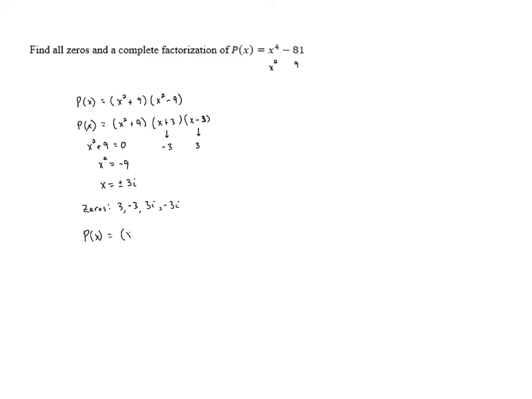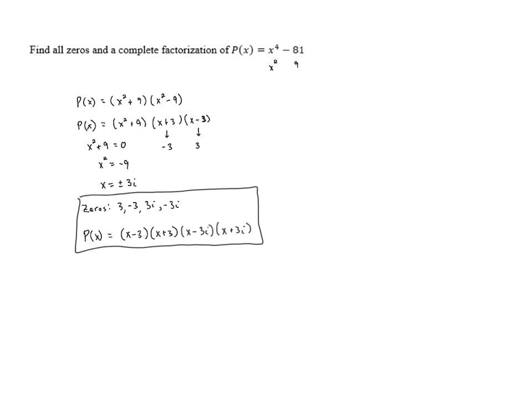So we've got x minus 3 and x plus 3 from the first two zeros, and then for 3i as a 0, this corresponds to the factor x minus 3i. And for negative 3i, this corresponds to x plus 3i. And so we have our zeros and our complete factorization.